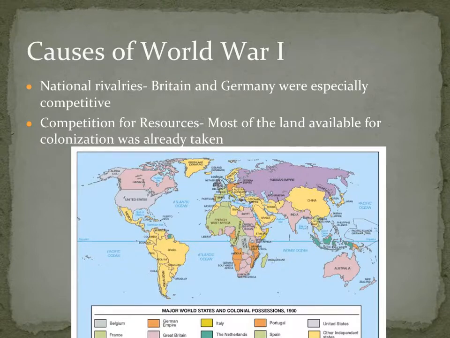There's also competition for resources. So like I just mentioned, they were competing for territory and resources throughout the world. And this intensified because by this point, most of the land available for colonization was already taken. So, I mean, the Americas are independent. Asia, China, East Asia area is not being colonized. Africa is colonized. So there's really not a lot of other places for them to focus this really competitive energy that they have.